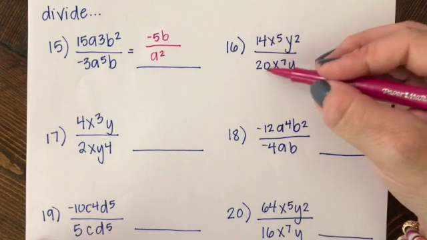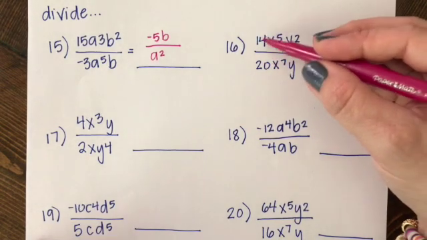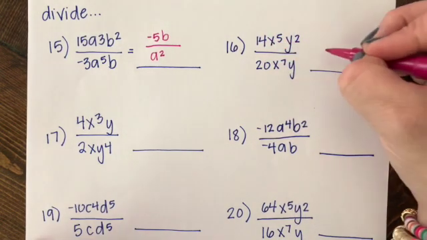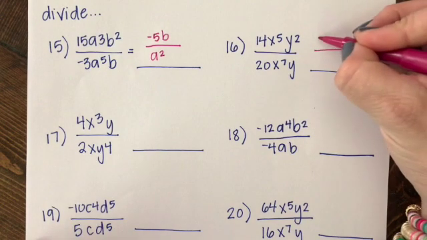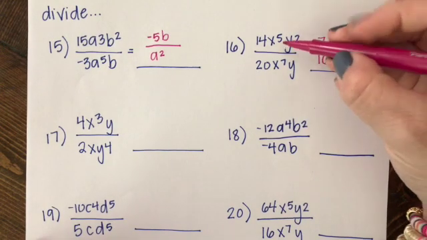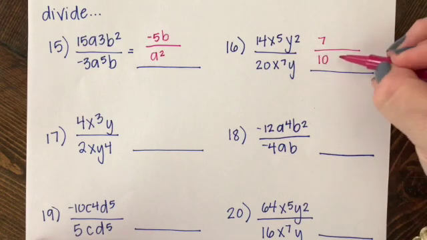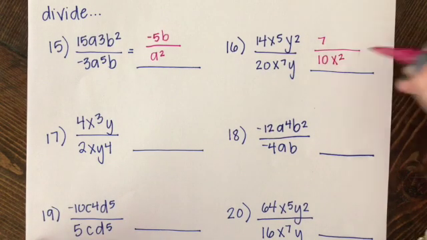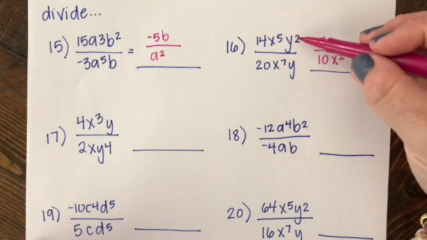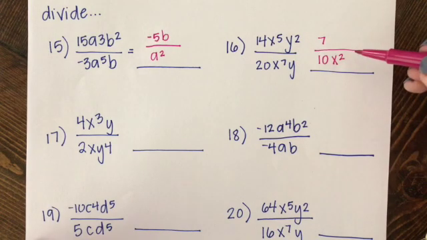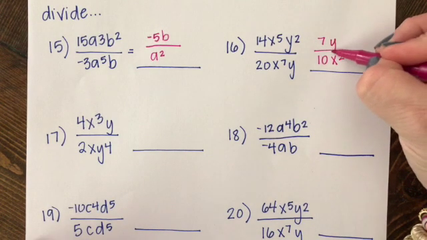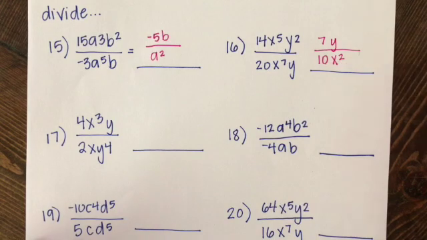Number 16, when I simplify these, I'm going to divide them by 2. So 14 and 20 are both divisible by 2. That gives me 7 and 10. X to the 5th over x to the 7th. There's 2 more x's in the denominator. And then y squared over y. There will be more y's in the numerator. So 7y over 10x squared.